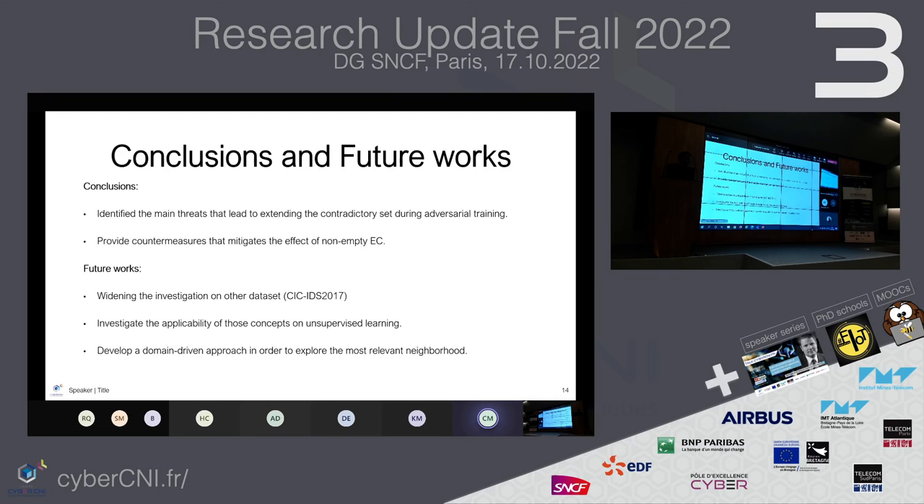Now we are working on widening the investigation on other datasets. Mainly, we will investigate how this threat and mitigation work with CIC IDS 2017. We have a paper we need to publish next month about that. Then we want to investigate the applicability of this concept on unsupervised learning, and we want to develop a domain-driven approach in order to explore the most prevalent neighborhood.